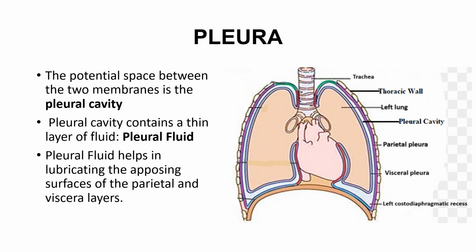It is a thin layer of fluid which helps in lubricating the opposing surfaces of the parietal and visceral pleura for friction-free movements.